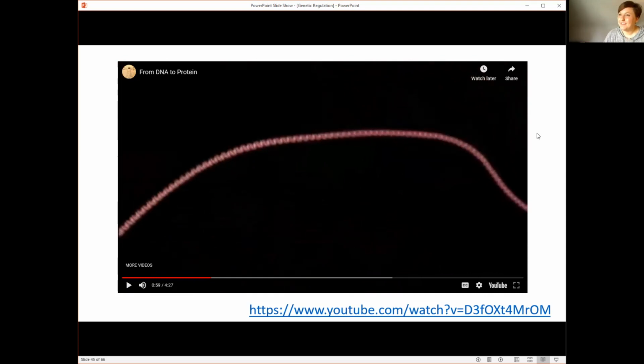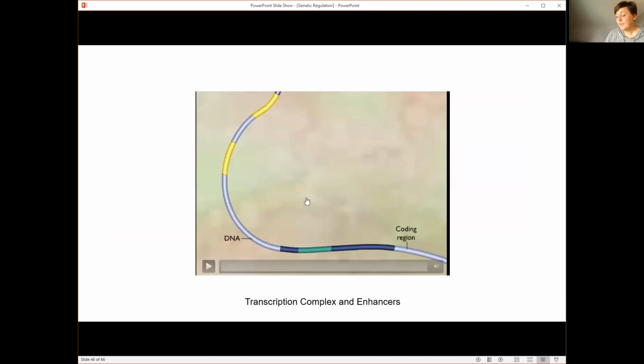Amazing. So that was the activator binding to the pre-initiation complex and allowing RNA polymerase to be released to transcribe the gene. I'm not going to watch the rest of the video just due to time, but I did link it here. Definitely watch that video. It's really excellent. This is also a really good video I wanted to show you.